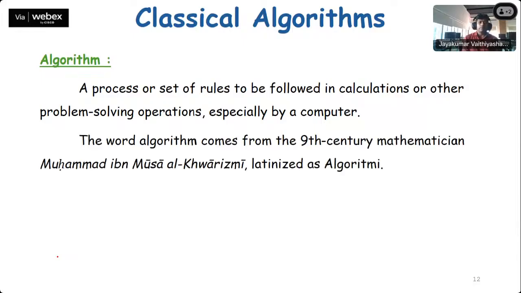Where this algorithm came from: it came from the name of a 9th century mathematician, Muhammad ibn Musa al-Khwarizmi. So, sorry for my pronunciation. In Latinized terms, it is called algorithm. Okay, so most of the algebra and algorithm came from a Persian or Arab background.